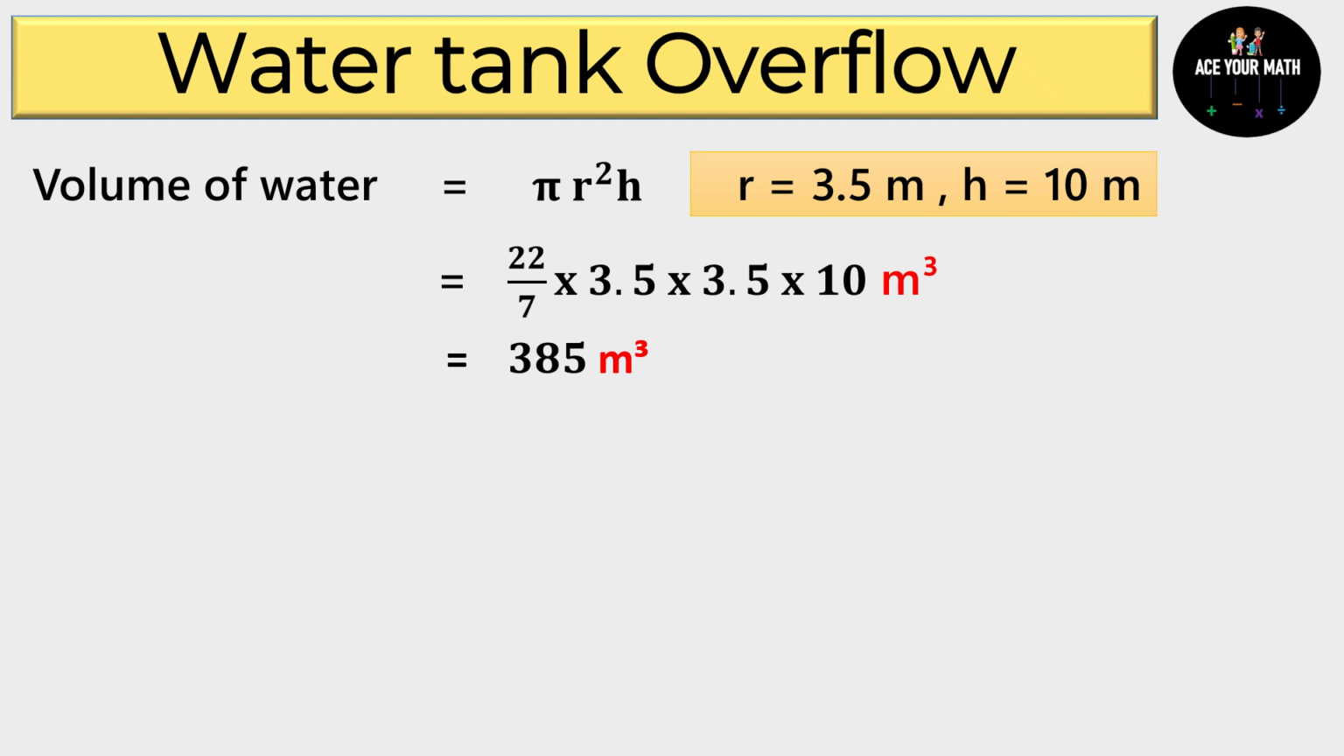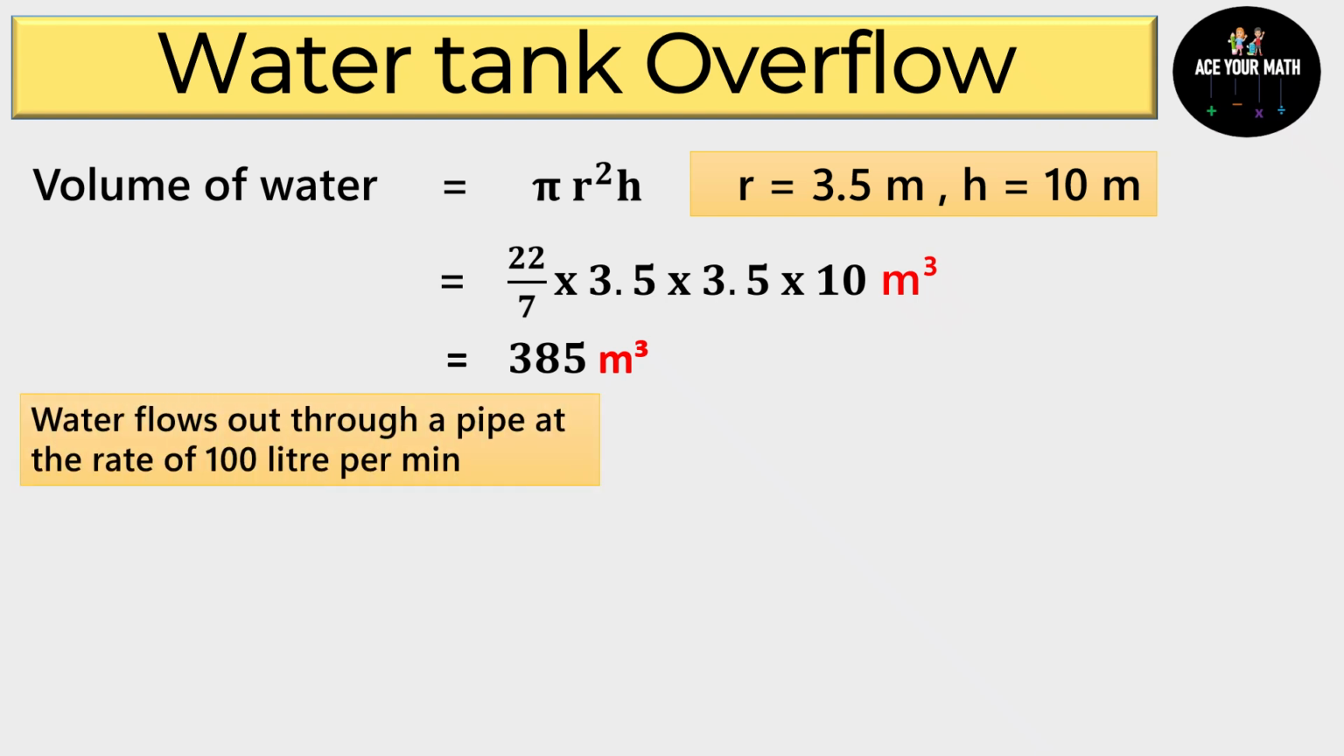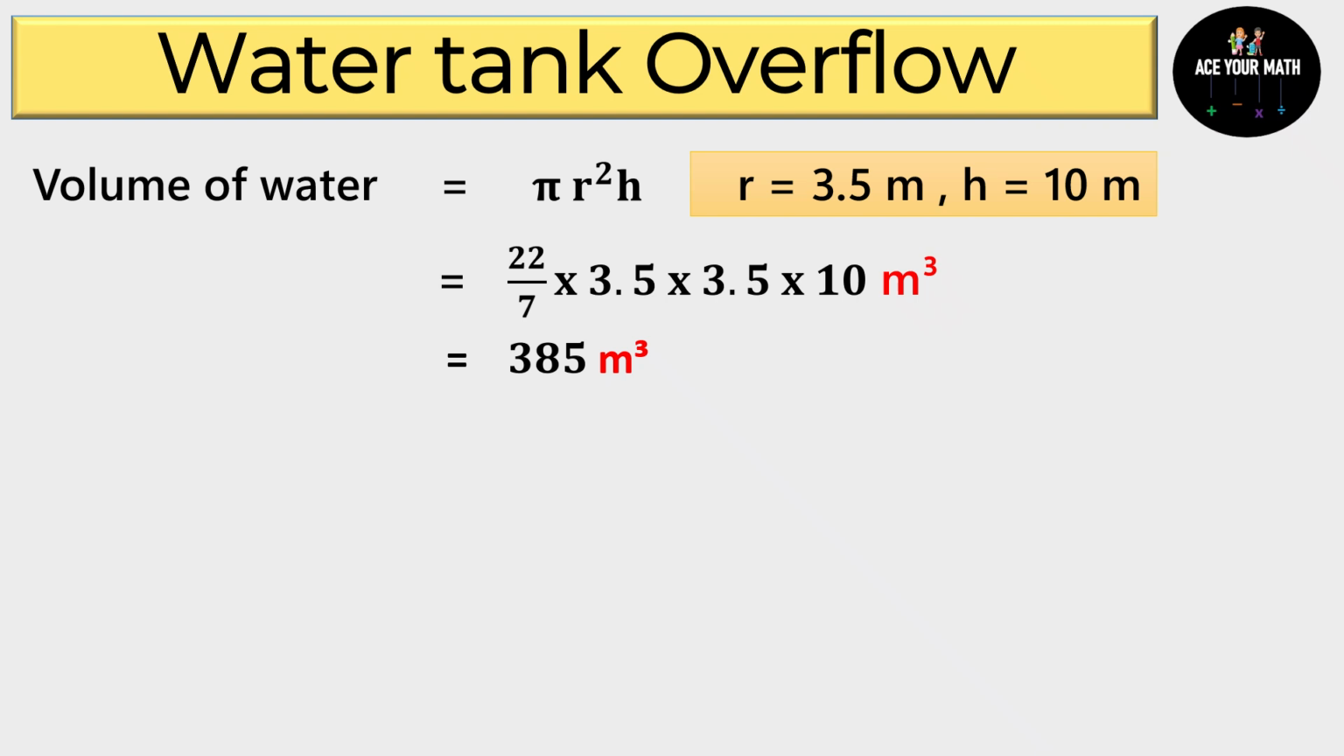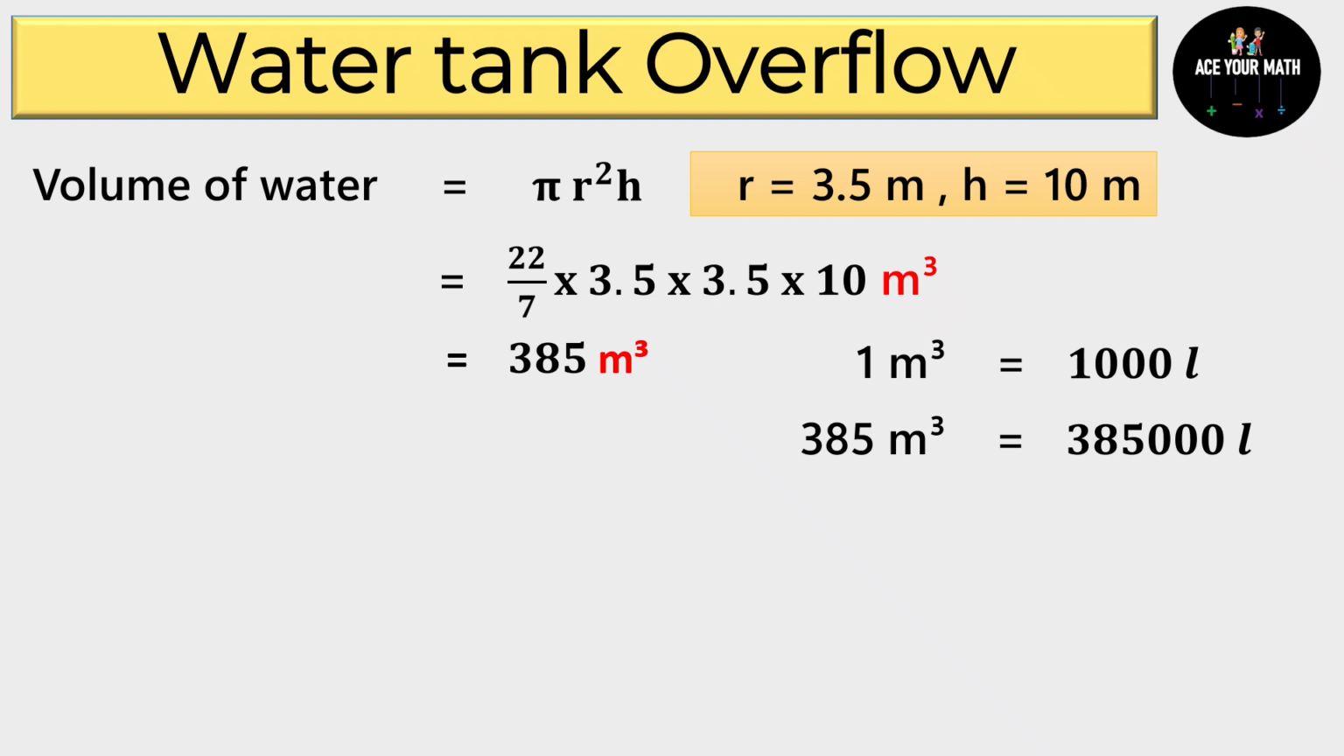But in the question, if you notice, it was said that water flows out through a pipe at the rate of 100 liter per minute. So it is throwing out at a rate of 100 liter. So what you will do, you will convert your volume in liters. How you will convert? See, 1 meter cube is 1000 liters. So how much volume is there? It is 385 meter cube. So you will multiply 385 by 1000. It will give you 385,000 liters.